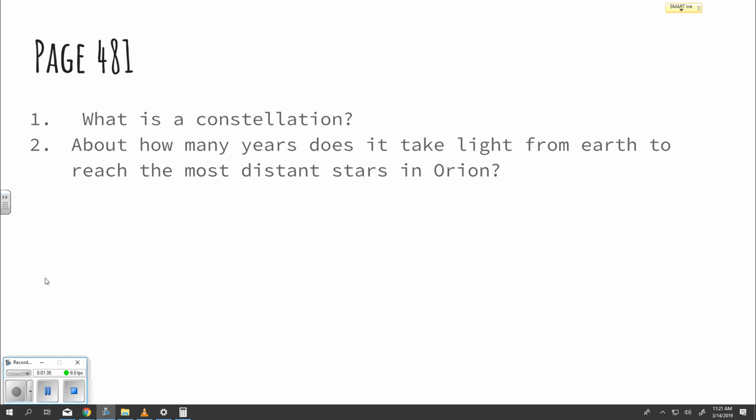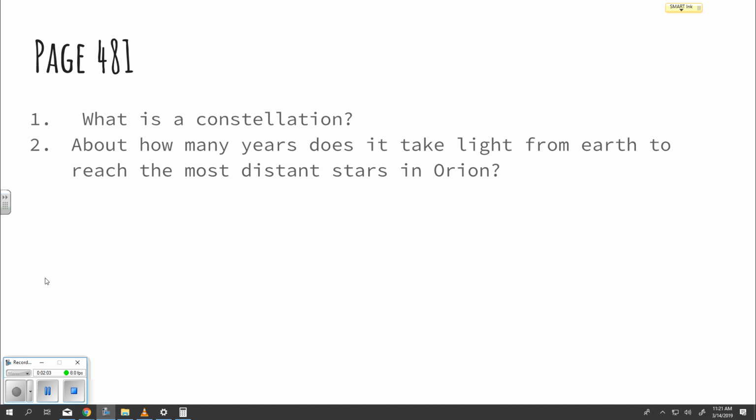Highlight: stars appear to stay fixed in their patterns. The position of the stars in relation to each other do not seem to change over weeks and months. Highlight: this is because we view stars from a great distance. Under the diagram, highlight the stars in the constellation Orion are different distances from the Earth.